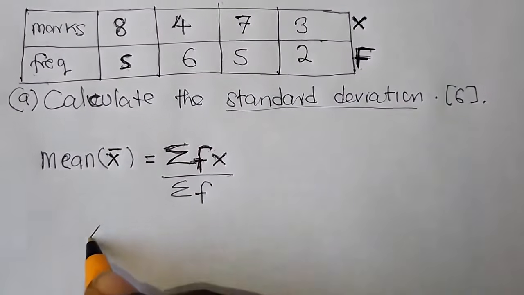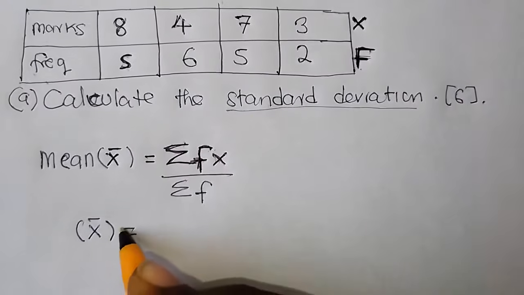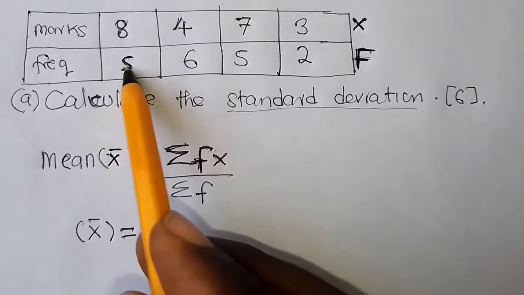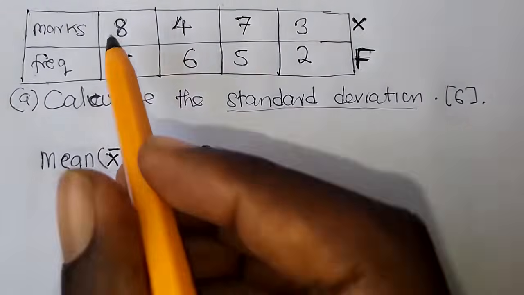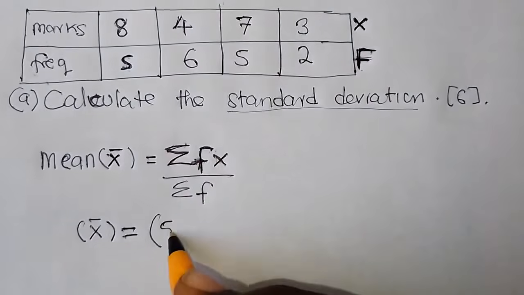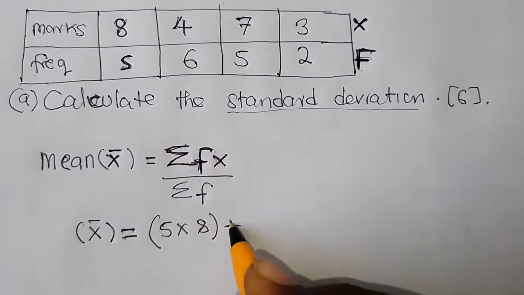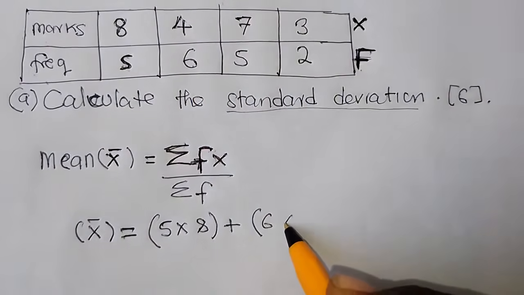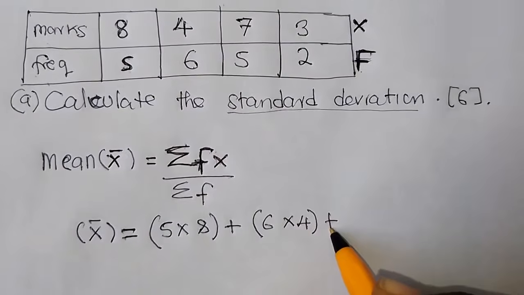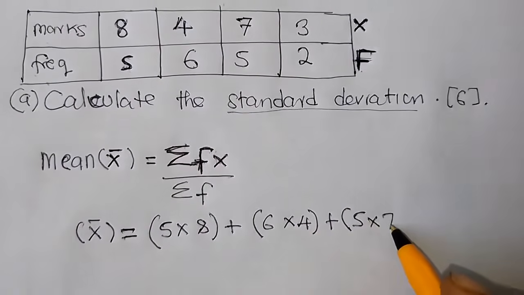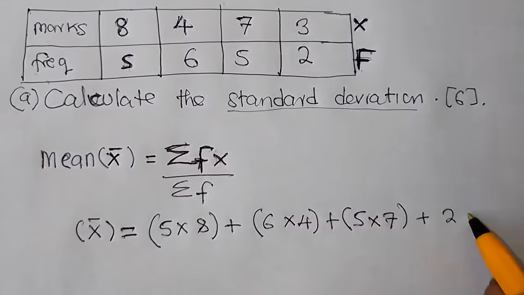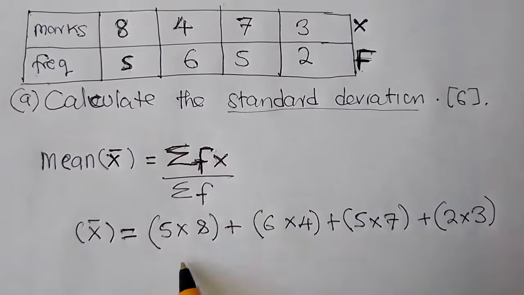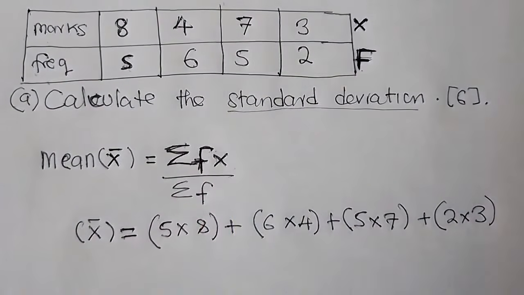So I say mean is equal to summation of frequency times x. I'll start with the first column: 5 times 8. Summation means plus. I move here, the frequency is 6, so 6 times 4, plus 5 times 7, plus 2 times 3. So this is what it means: summation of frequency times x. This is what you need to do.